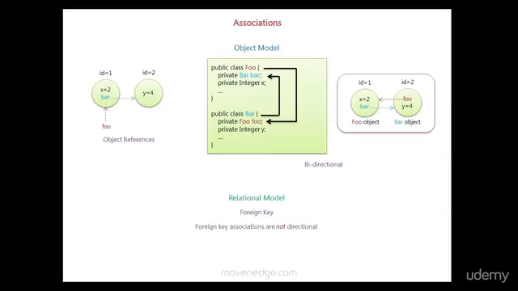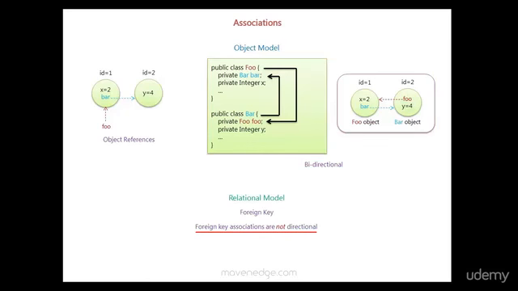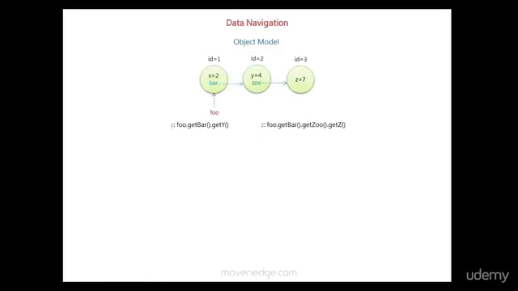The fourth mismatch we come across is associations mismatch. Association in object model is achieved by object references, whereas in relational model we use a foreign key to associate 2 entities. And object references are directional. If an association between objects should be navigable in both directions, you must define the association twice, once in each of the associated classes. Just like the example here, but the foreign key associations are not directional. The fifth mismatch we come across is data navigation mismatch.